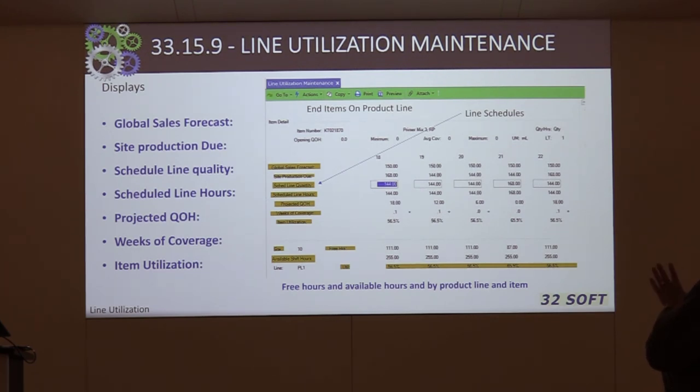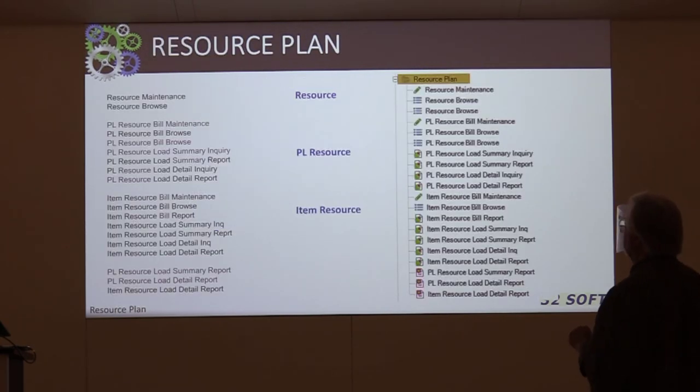This gives you visibility as to the sales forecast, the site production, line schedule quantities, projected quantity on hand, weeks of coverage. This is probably one of the most used tools in the S&OP process.